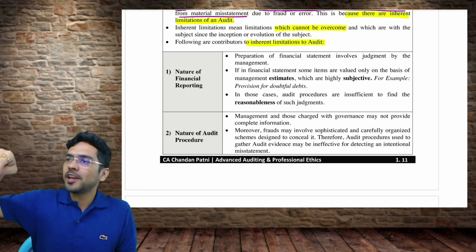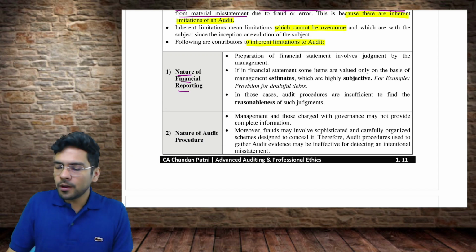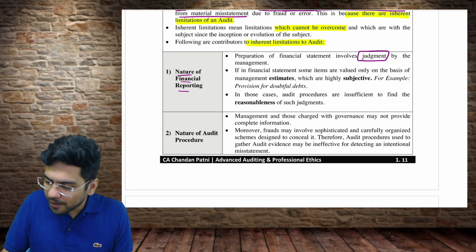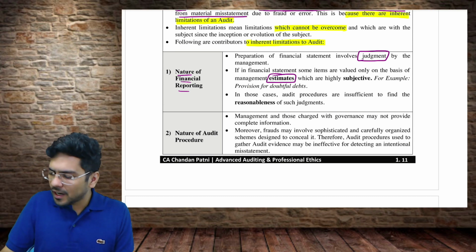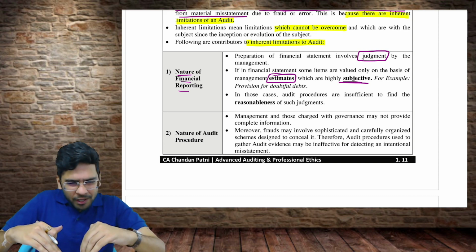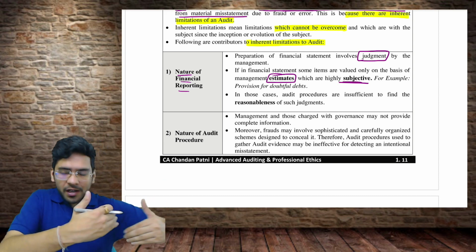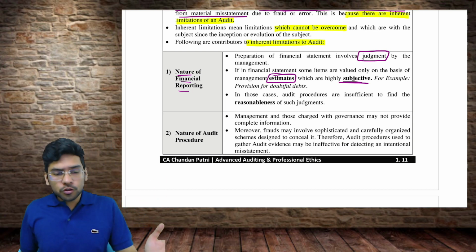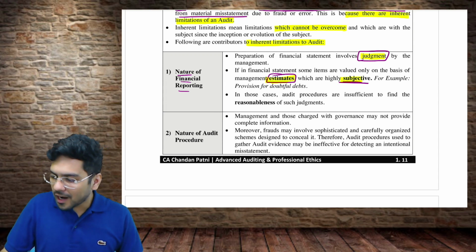By whom? Management. So let's understand these two words here. It says nature of financial reporting. Preparation of financial statements involves judgment by the management, and you can also use the word estimates. And obviously judgments and estimates are very subjective in nature. There is no concrete formula. Even if there are three different directors, they might have three different opinions, because it is quite subjective in nature. So the financial statements involve judgment as well as estimates, which are highly subjective.